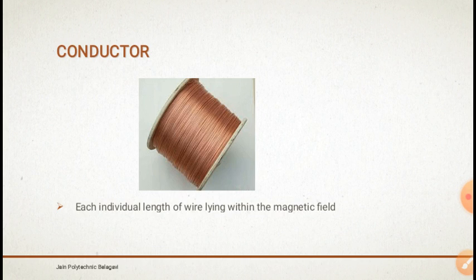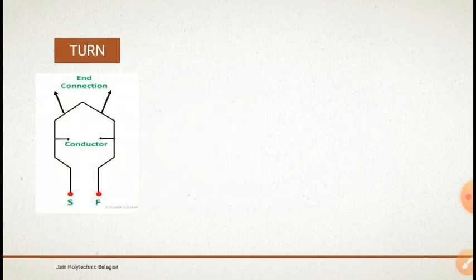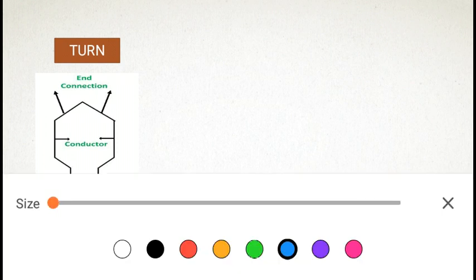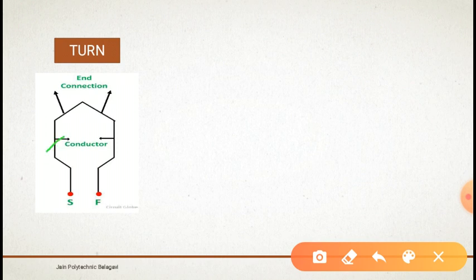The second one is the turn. What is the meaning of turn here? Turn is nothing but I take two conductors and join them in a series circuit. You can see here this is one conductor and here is another conductor. If I join these two in series and take out the ends of the conductors, it is called one turn. So a turn is when two conductors lying in a magnetic field are connected in series so that EMF is induced in them with the help of each other.